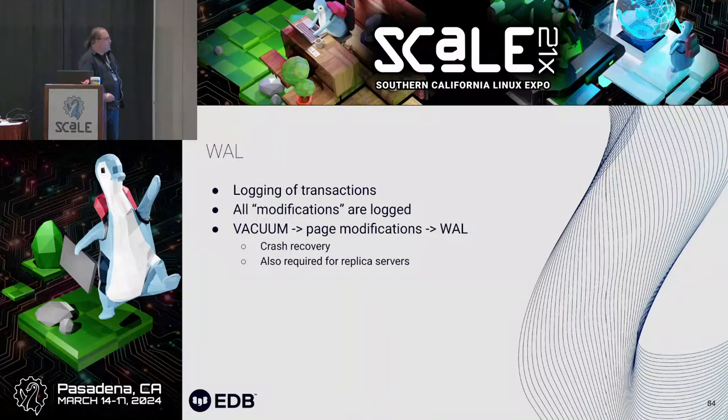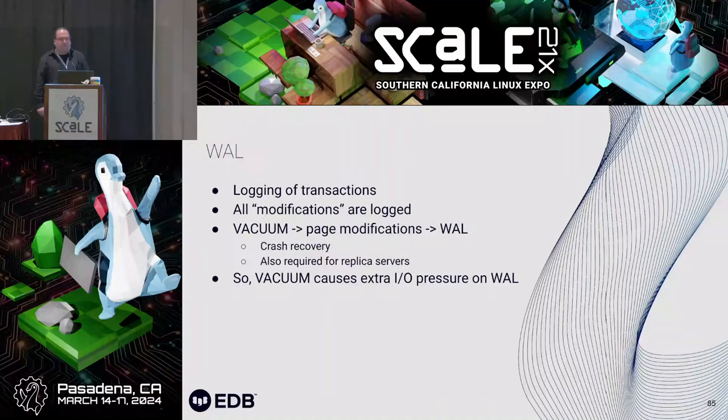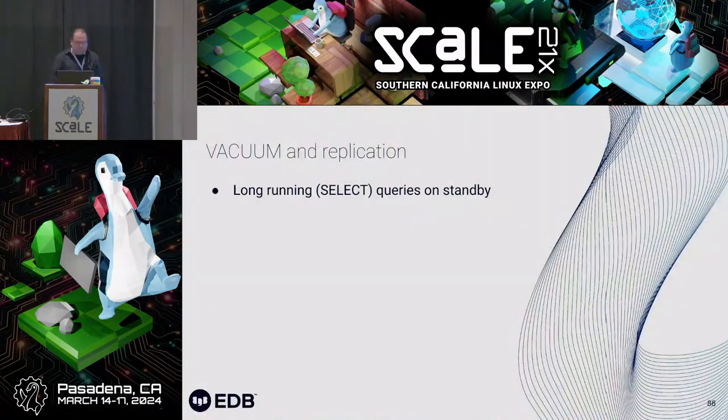It's also used because we need the same thing for crash recovery, and we also require the same things for the replica servers as well. You know, the replication is based on WAL in Postgres, and most of the replication is done with WAL records. So we need everything to be logged to the WAL files. Eventually, vacuum causes extra I/O pressure on the WAL files, which is going to affect your backups as well, because tools like pgBackRest or Barman or other stuff are going to back up your WAL files for continuous backup, and you will need to have more space for these ones.